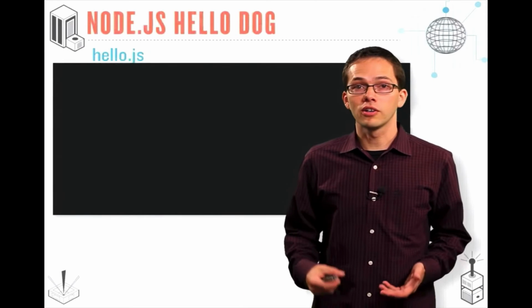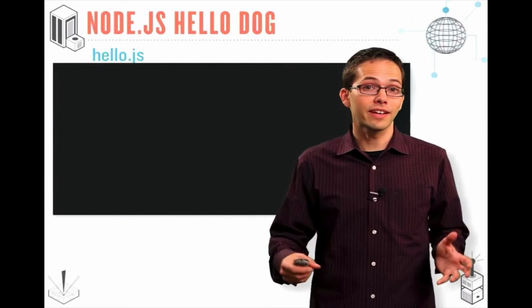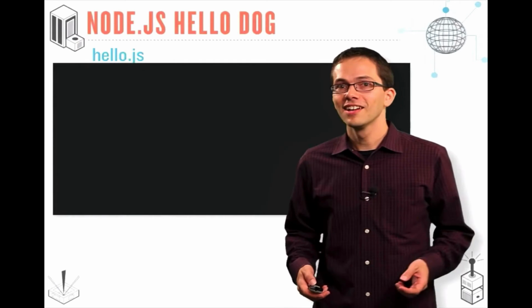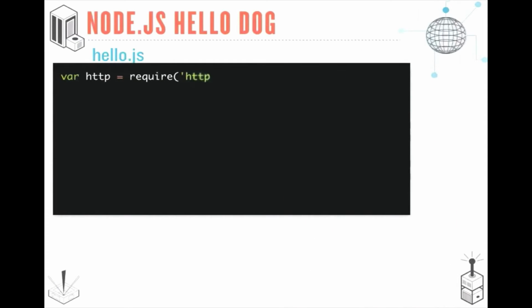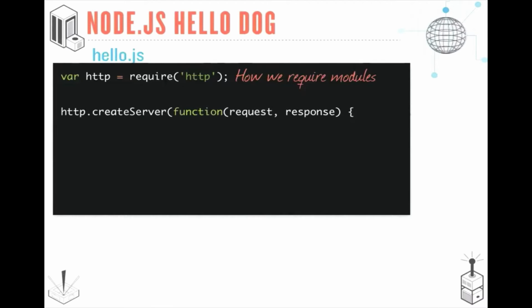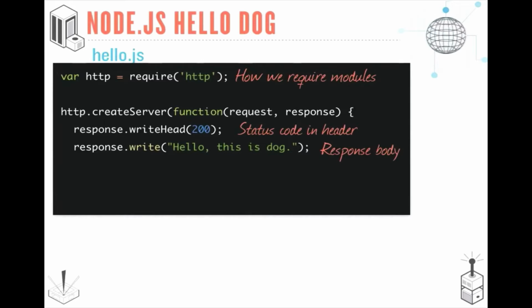Now it's time for our Node.js hello world, or in our case, let's do a hello dog. So our first line in this file, we need to require the HTTP module. So we're including another library. This is how we include libraries typically in Node. We're going to call the create server function. That function takes as its single parameter a callback with request and response. We're then going to write a 200 status code in the header for the response. We're going to write out the response body. And then finally, we're going to end the response connection.